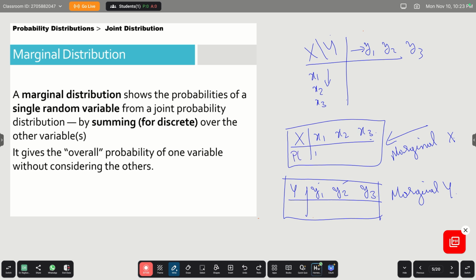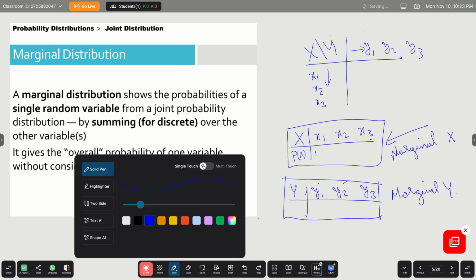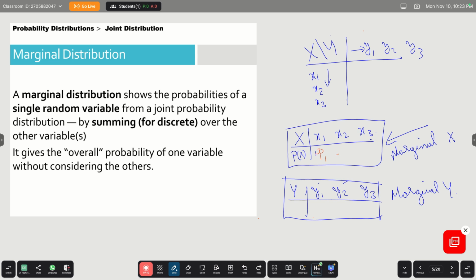The marginal distribution of x is usually denoted by the probabilities p1, p2, and p3, and for y it is denoted by q1, q2, and q3. These are also probabilities only. Just to make the difference between x and y, in x we usually denote the probabilities by p's, and in y we denote the probabilities by q's. Right? So how do we find these probabilities?